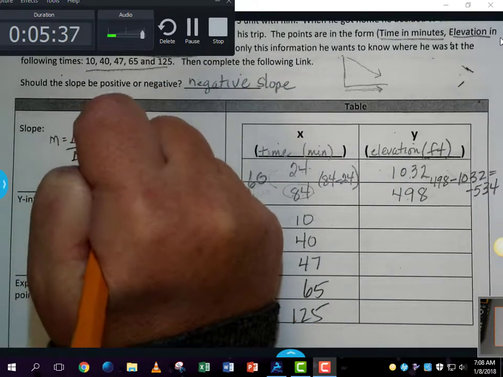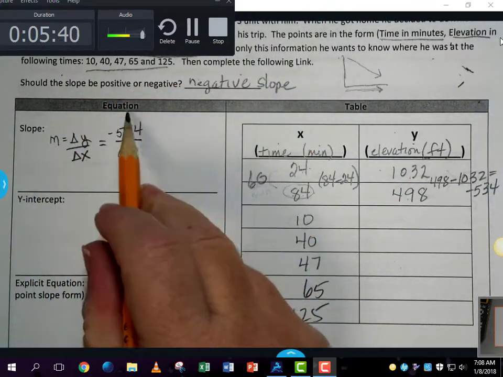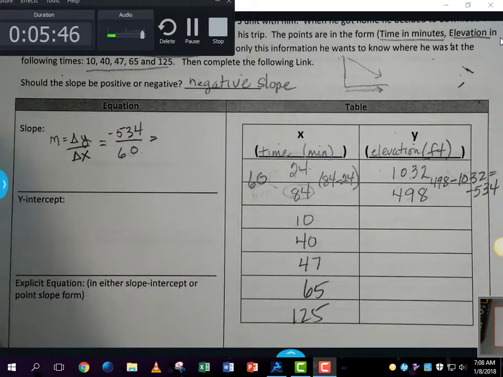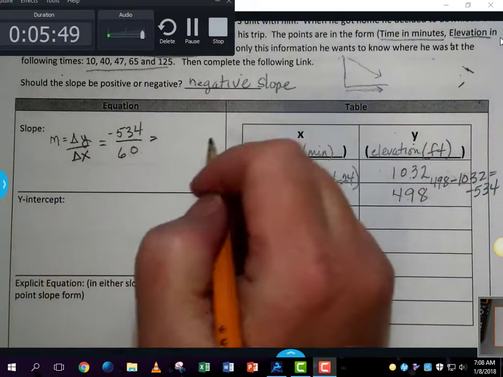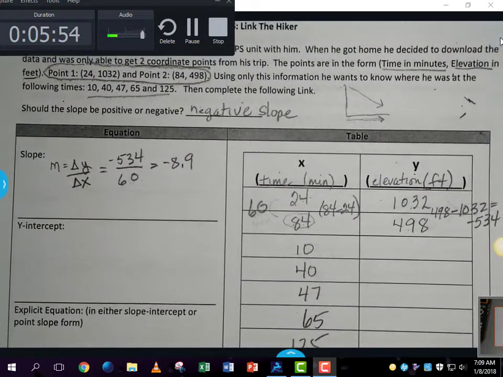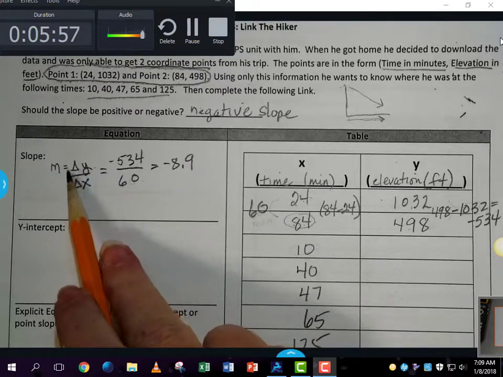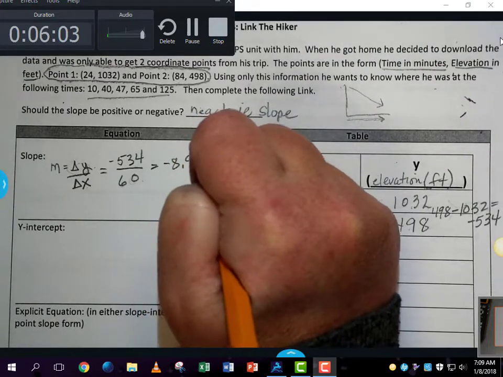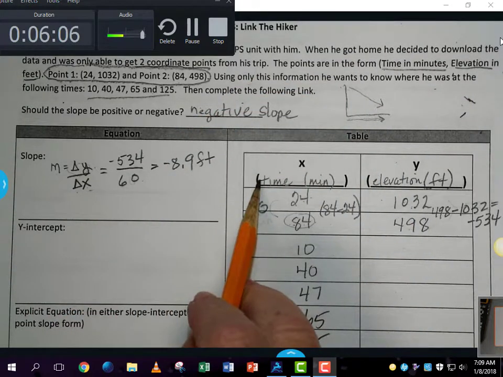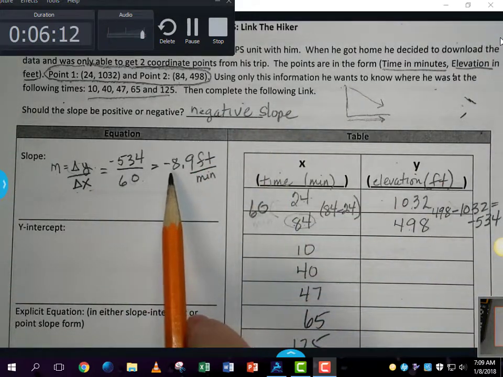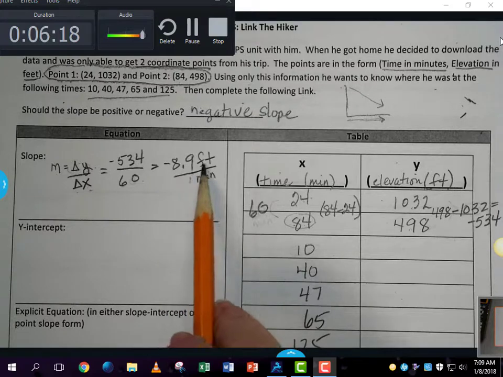So negative 534. When I simplify this, I'm going to end up with a negative number, and we did say that we were going to have a negative slope. So negative 534 divided by 60 is negative 8.9. Now, this is a scenario, so it has specific units. What does the change in y stand for? It stands for the elevation, or feet. What does the change in x stand for? It stands for time, which is in minutes. So that means Thomas, for every 1 minute, his elevation decreases by 8.9 feet.